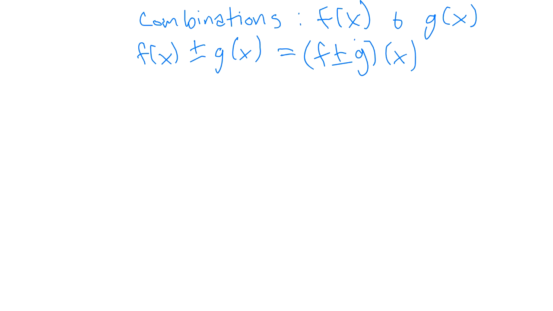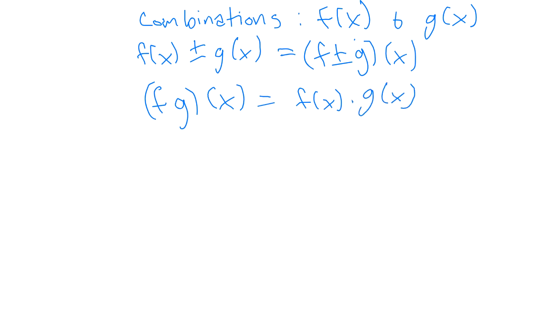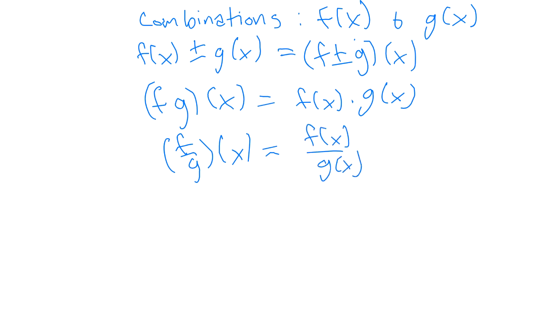Now we can do the same thing with multiplying and dividing. We can say that f times g of x equals f of x times g of x. We can divide similarly. We can say we have f over g of x equals f of x over g of x. And the last thing that's going to be most important is our composite functions.